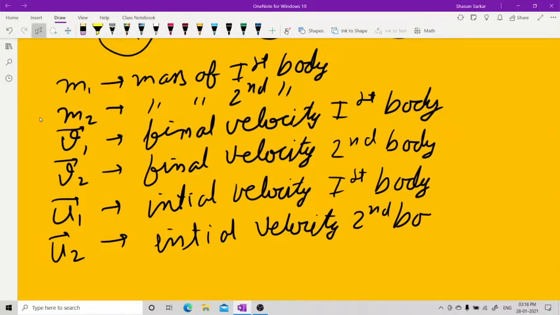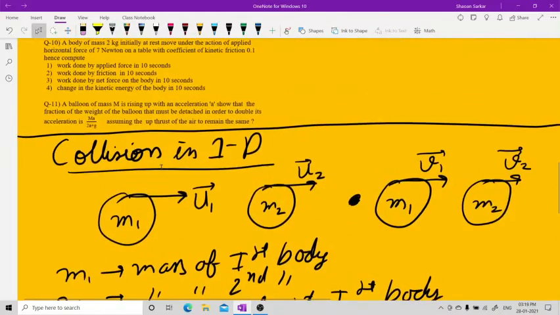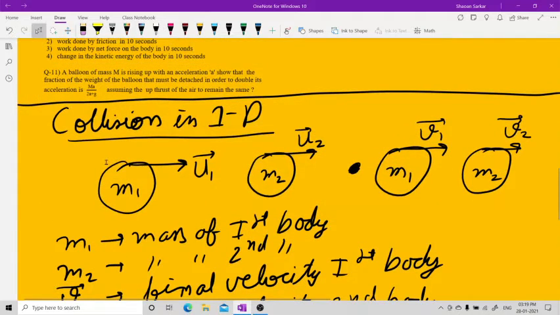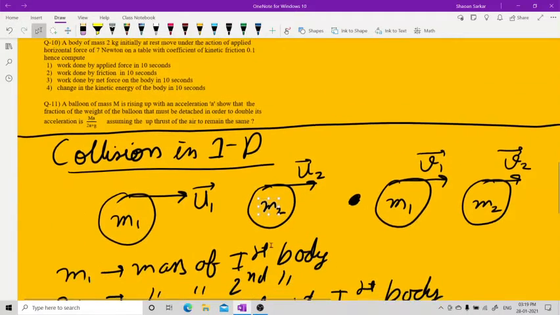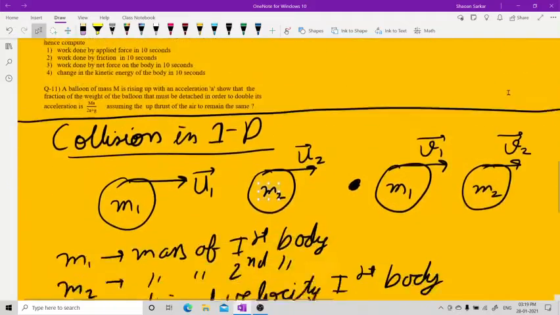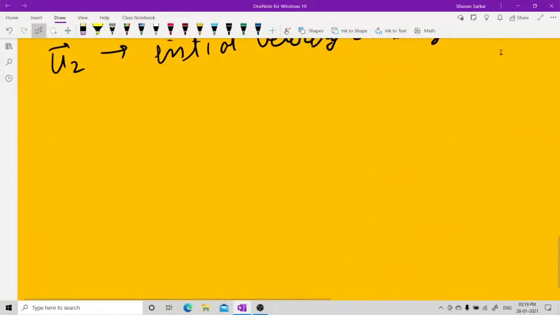Now see, what I am assuming is that they are all going one after the other. That means they are going in this direction. This is also going in this direction. It is coming from behind and hitting m2. You can take it otherwise, then you have to change the vector sign. That's all. While doing the problem, I give you a problem, there we will do it.